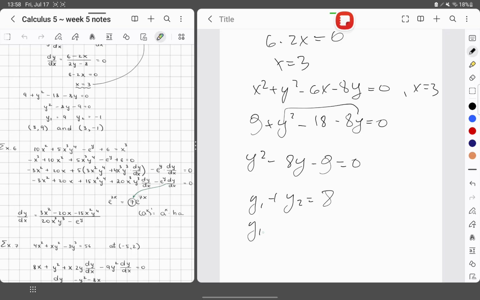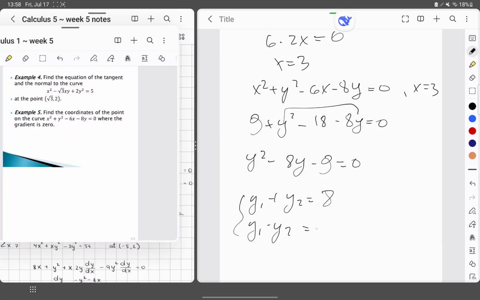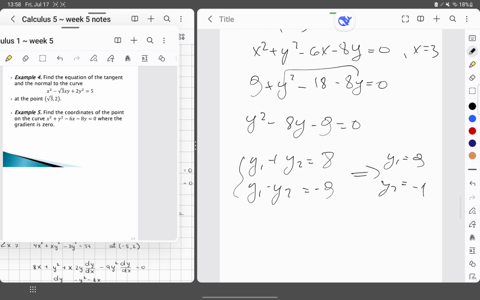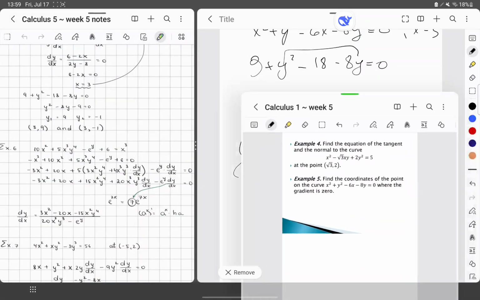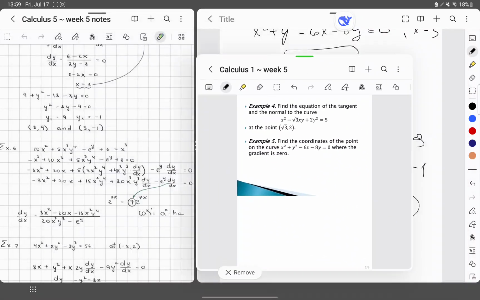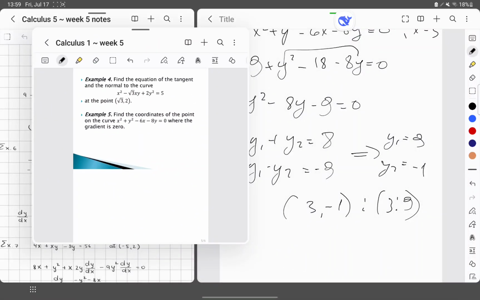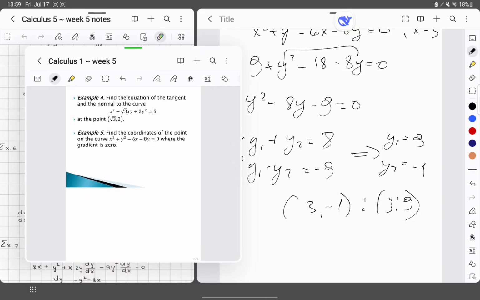Okay. y1 times y2 will be what? Negative 9. So that will be 9 and negative 1. Okay, 3, negative 1, and 3, 9. That will be our coordinates, hopefully. 3, 9 and 3, negative 1. Okay. That's negative, by the way. Alright. Thanks to God.